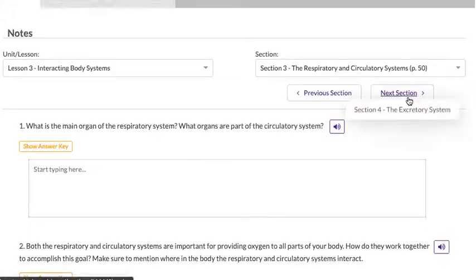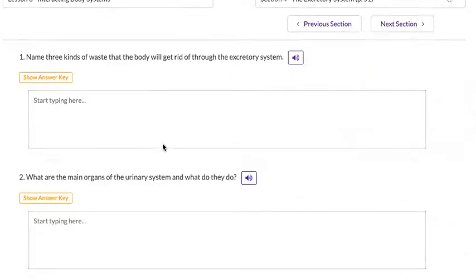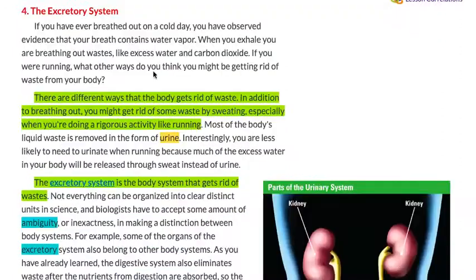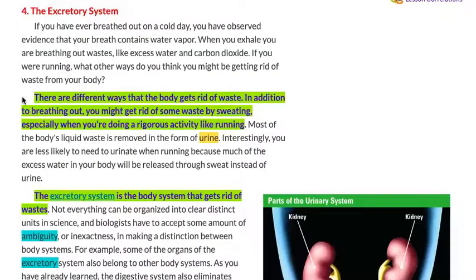Okay, so let's go to the next section, section 4, the excretory system. Think about when you take a deep breath and you exhale on a cold day. You should be able to see water vapor in the air, and in that water vapor, you'll have some carbon dioxide. That's one way we get rid of waste.